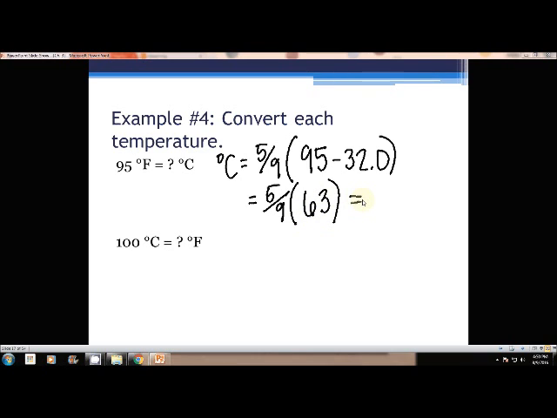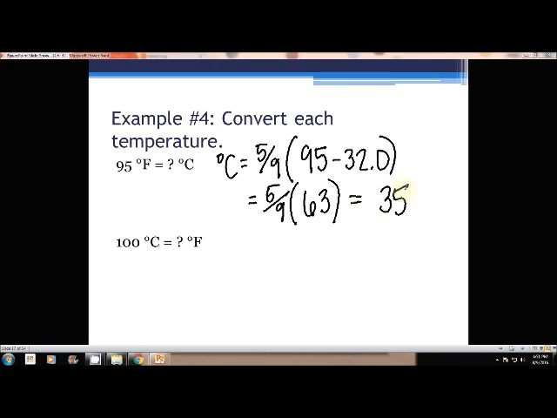And so now we can do the multiplication. You might be thinking, how am I supposed to plug in 9/5 into my calculator? On my calculators, all you have to do is take 5 divided by 9, and when you get that answer, leave it in there, and then just hit times 63. And when you do that, you get 35.